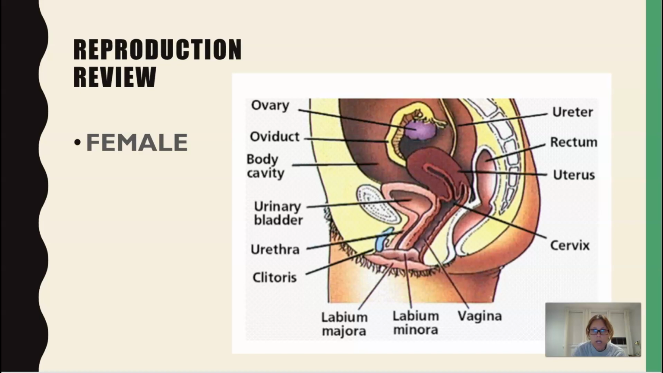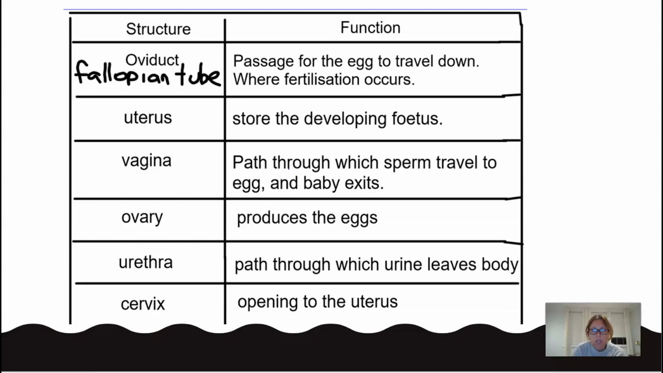So what I'm going to ask you to do is to copy this table into your book. I will give you diagrams of the male and female reproductive parts, so it may be worthwhile leaving a little bit of a space, 15 lines or so. Put the heading female reproductive system, and these are what I want you to write down: the structure and the function of each of the parts.